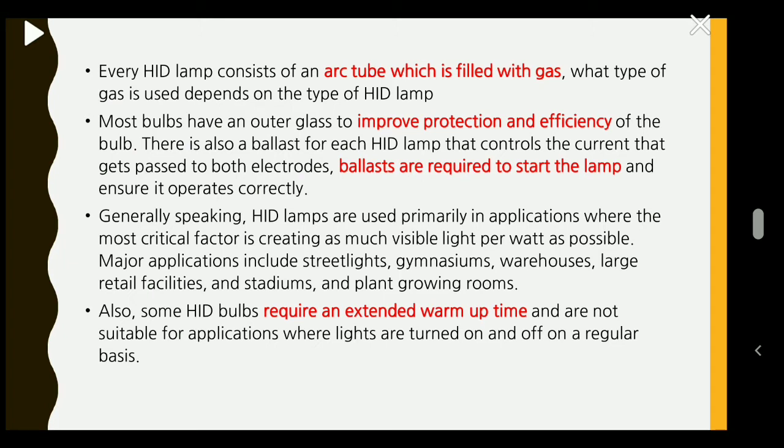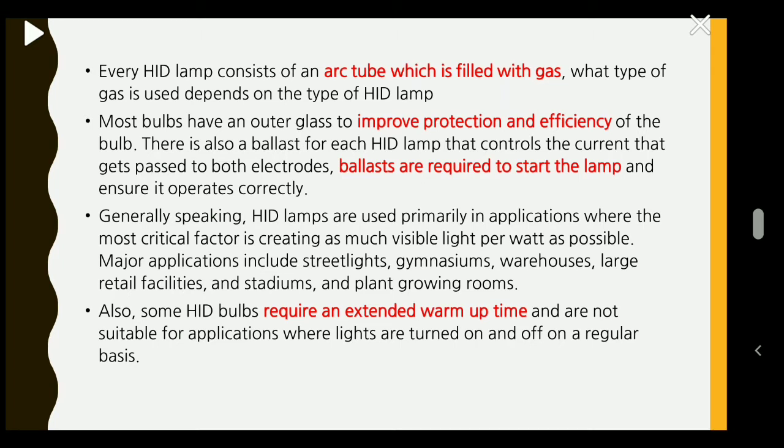Generally speaking, HID lamps are used primarily in applications where the most critical factor is creating as much visible light per watt as possible. Major applications include street lights, gymnasiums, warehouses, large retail facilities and stadiums, and plant growing rooms. Recently, these lamps have also been used in some high-end vehicle headlights.